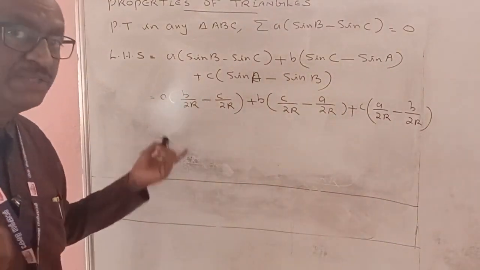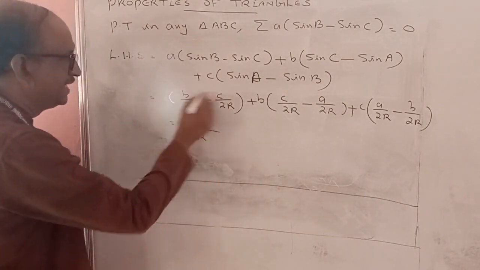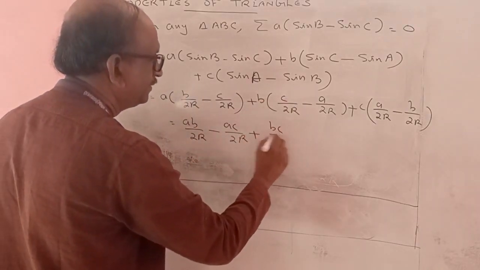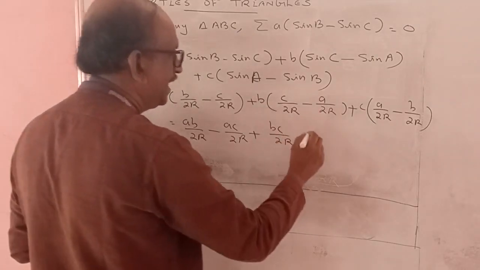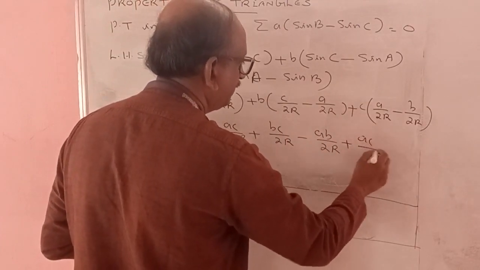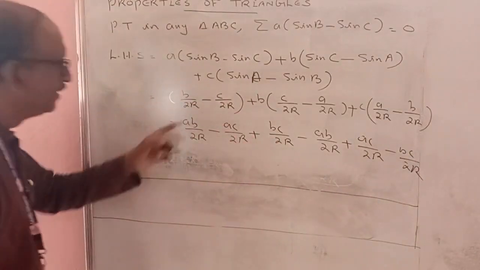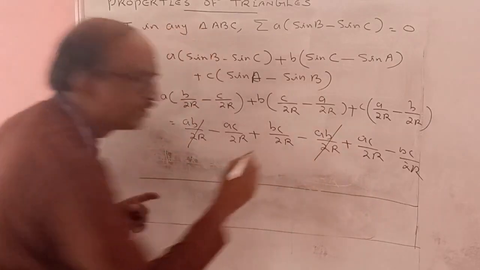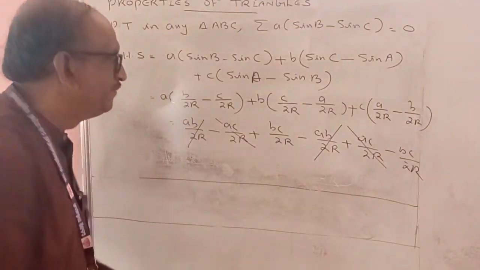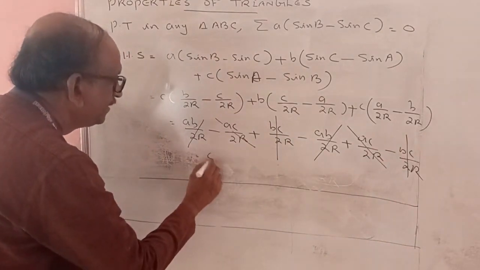Then multiply or remove the brackets: ab by 2R minus ac by 2R plus bc by 2R minus ab by 2R plus ac by 2R minus bc by 2R. Here ab by 2R and minus ab by 2R got cancelled. Minus ac by 2R and plus ac by 2R got cancelled. bc by 2R and minus bc by 2R got cancelled. Answer is equal to 0. This is the right hand side.